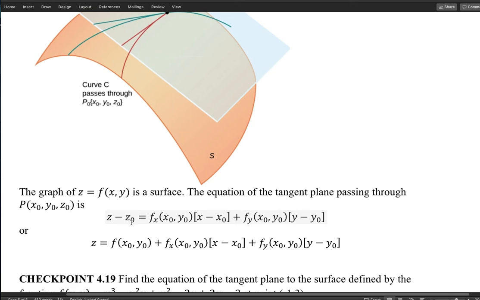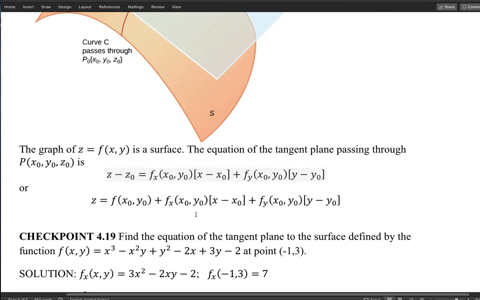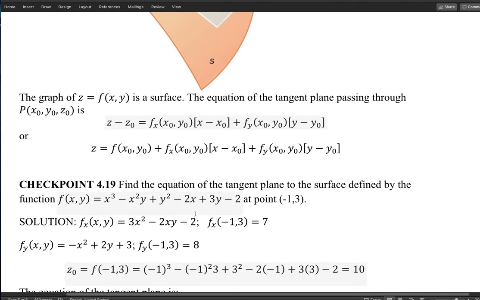Certainly, z naught is represented by f of x naught, y naught. They are the same, right? And the reason I want to show this first form is that, I hope you remember, earlier we did the equation of a plane in three-dimensional space. This is somewhat consistent with what we did before. And in this section, I only have one example. Hopefully it should be easy.